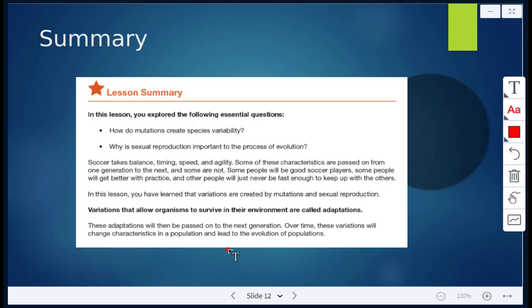All right, so variations are created by mutations and sexual reproduction. Variations that allow organisms to survive in their environment are called adaptations. These adaptations will then be passed on to the next generation over time. These variations will change characteristics in a population and lead to the evolution of populations.